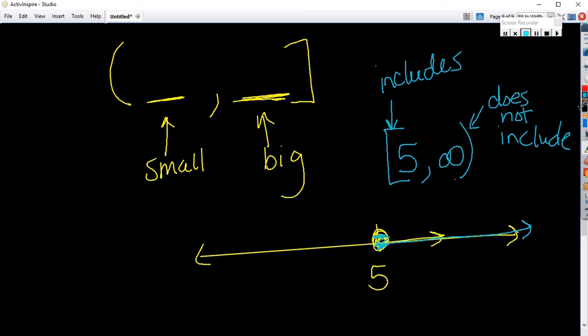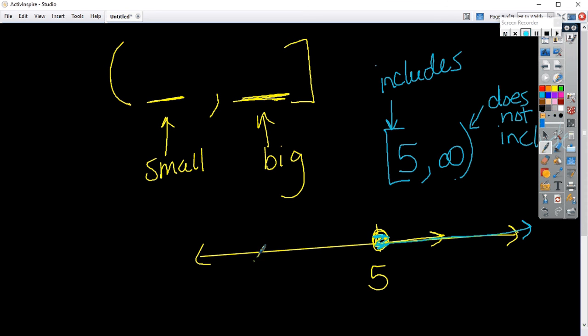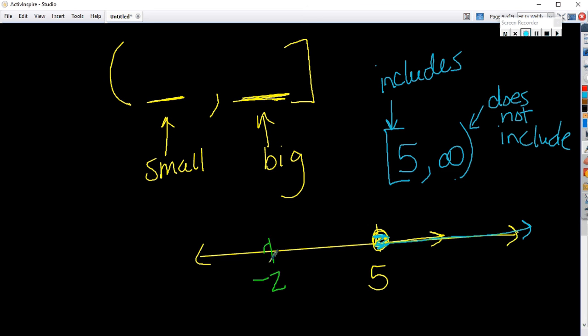Good question. Let's say I switched it around. Here's my -2, and I'm going to bubble it in this time. What's the smallest value x can be? Negative infinity. But I can't actually be negative infinity, so I put a parenthesis on it. Up to what? -2. I can be that, so I put a bracket.